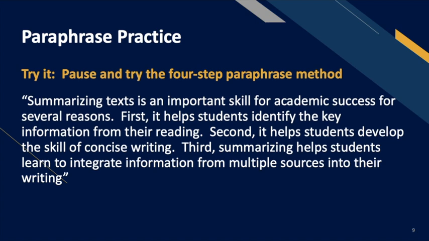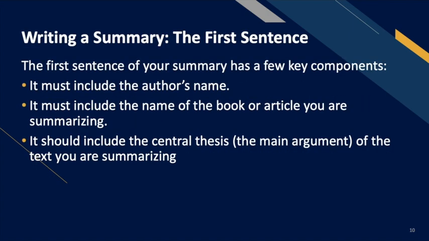So, now that we've talked about how to paraphrase, let's actually take a few minutes and practice. Pause and try the 4-step paraphrase method. So on the screen now, you see a quotation for you to try paraphrasing. Pause the video and go back and do the 4 steps that we just talked about. Read, say it out loud, close your screen or look away and write the paraphrase in your own words, and finally come back and see how accurate your paraphrase was. So pause here and do the activity, and when you're done, press play and continue on.